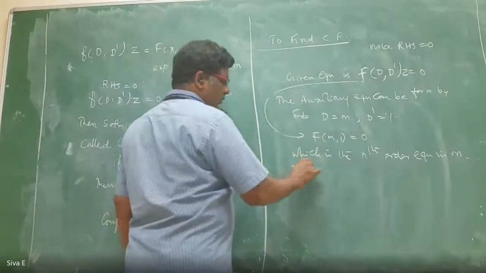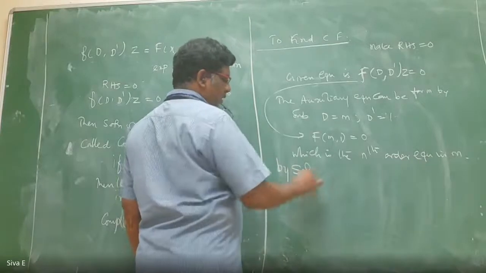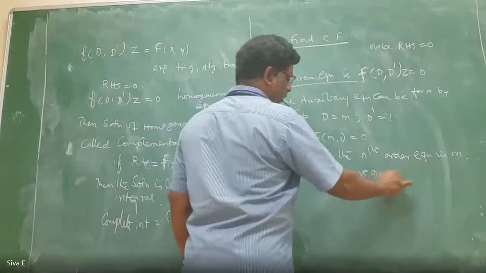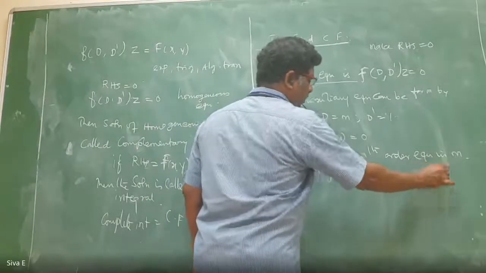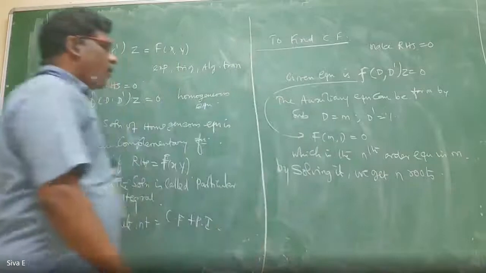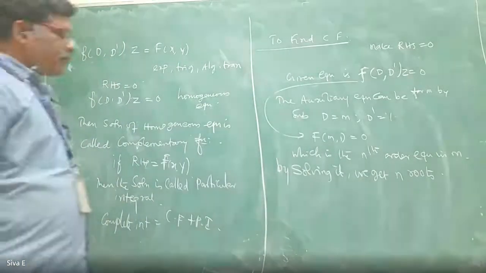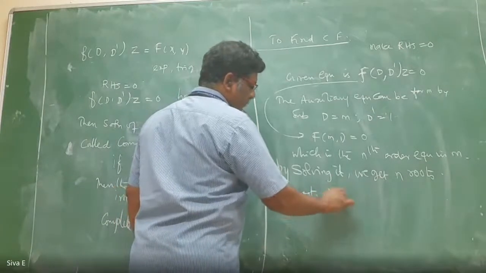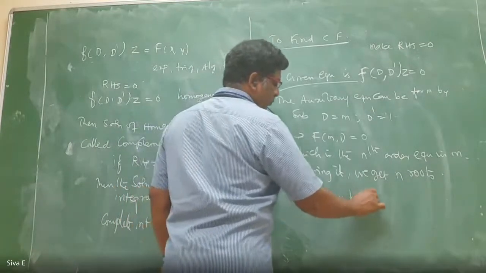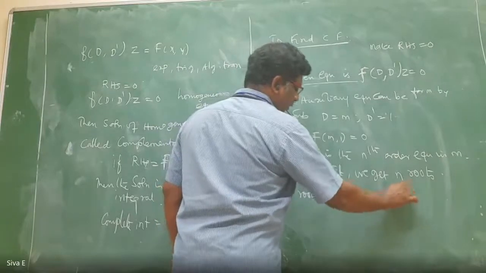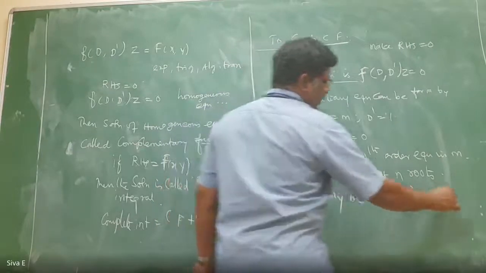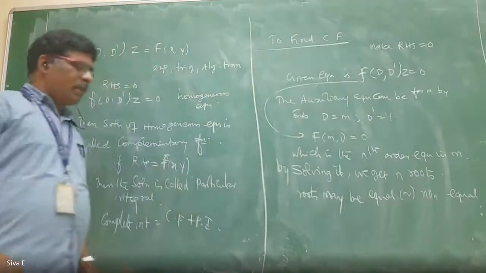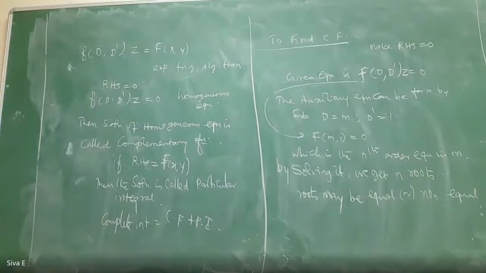Solve it. By solving it, we get n roots. The roots may be equal or non-equal. Okay, then we will discuss one by one: case 1, case 2, case 3, etc.